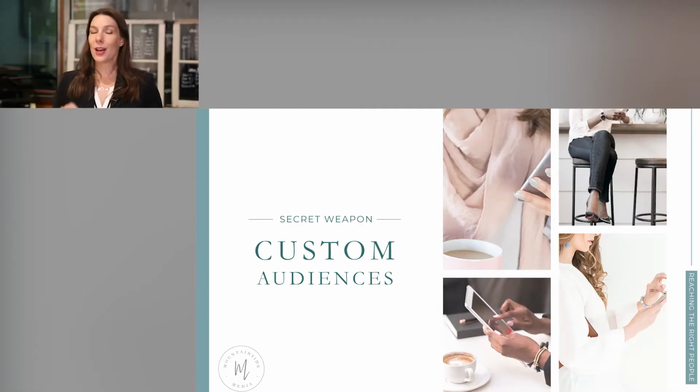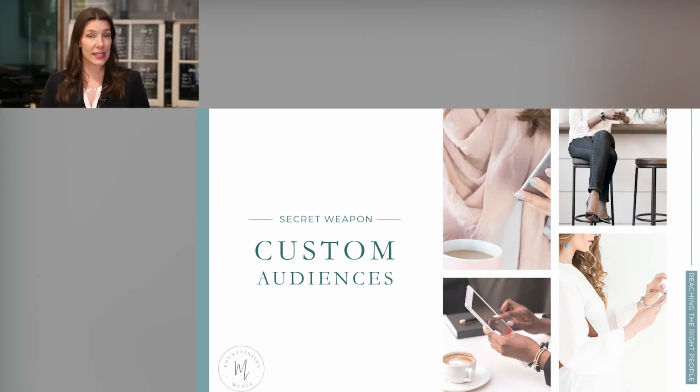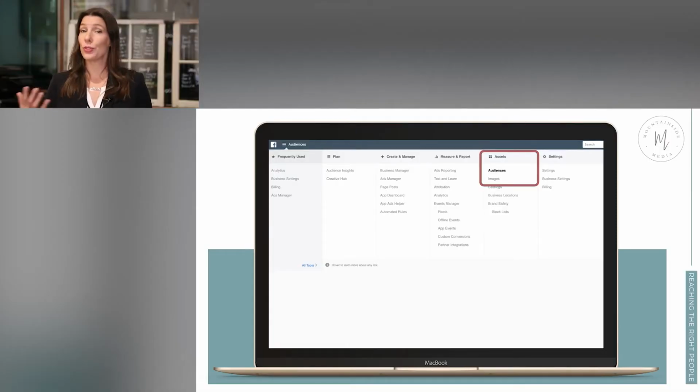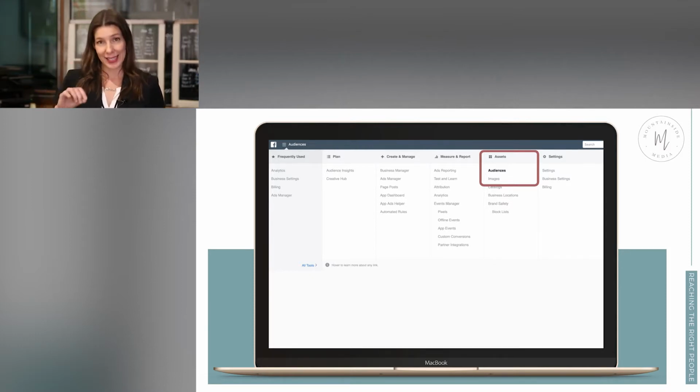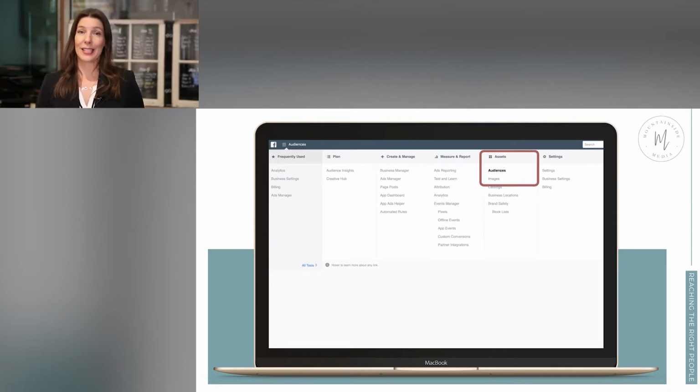Okay, so let's talk about this secret weapon for getting people to actually inquire, and that is setting up custom audiences. When you're first starting out with social media advertising, you always want to target the warmest audience that you possibly can. These are likely people who already know a little bit about you and have likely engaged in your brand. So to set up custom audiences, you do want to go into the back end of Facebook's Business Manager, and under Assets, you will find an option to click on Audiences. And from there, you're going to see a lot of different options for setting up custom audiences.